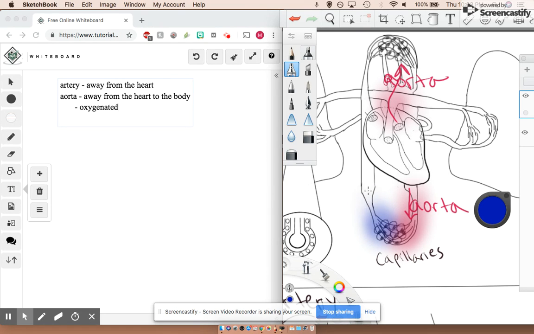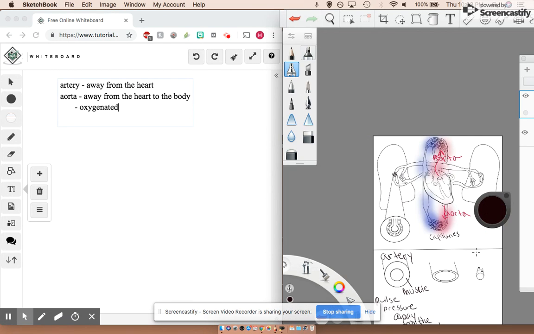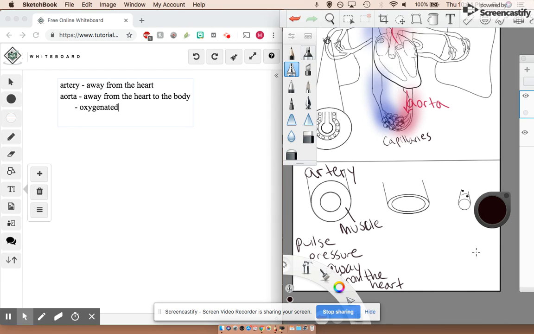Okay, and now it's on its way back. As it's going back toward, and by the way, this happens at the top too. I forgot to color that in over there. So as it's on its way back toward the heart, now we call that thing that it's moving through a vein. So I'm going to come back down here and let's label this. So this is a vein.